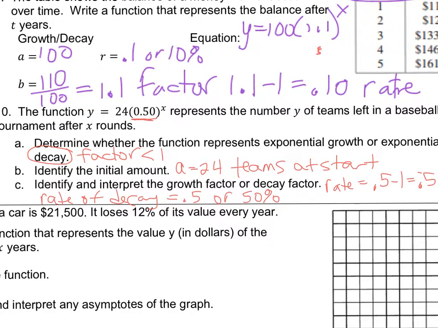Okay, so on number 10, you started out with 24 teams. That was your initial amount. And because your factor is less than 1, you know it's decay. And so when we take our factor of 0.5 and we subtract 1 from it, we come up with a rate of decay of 50%.